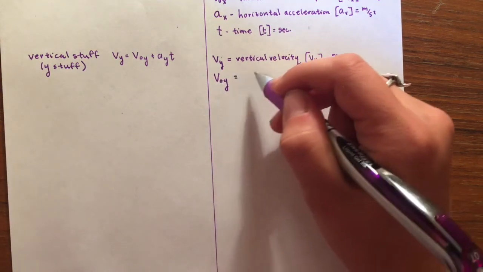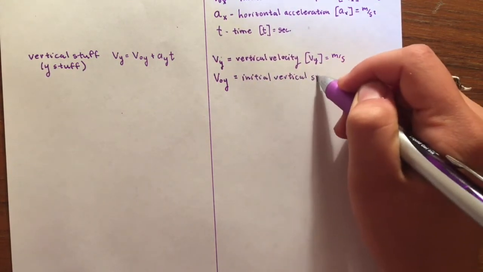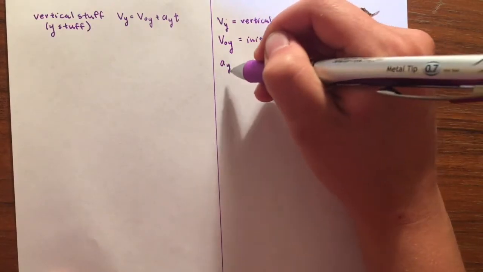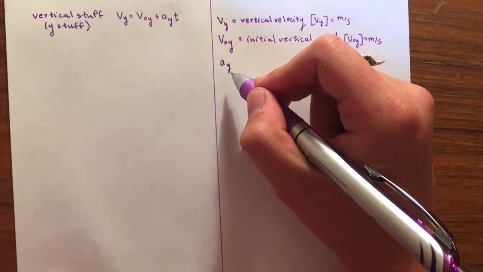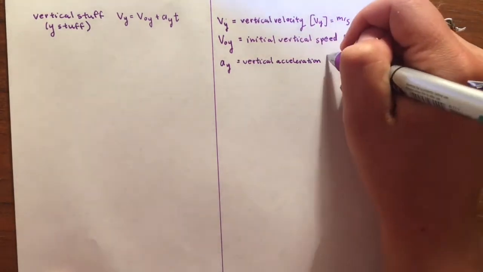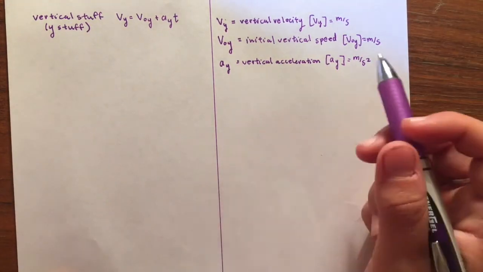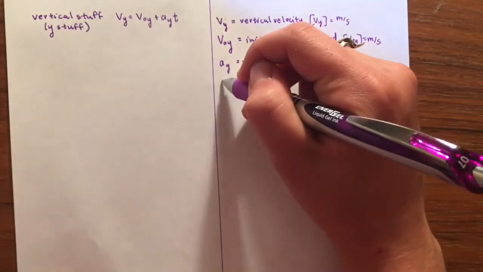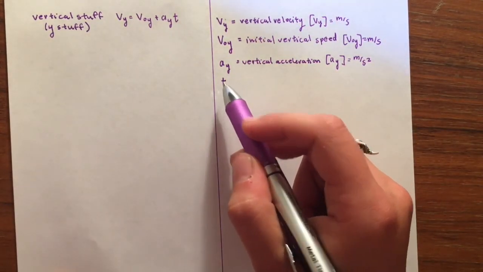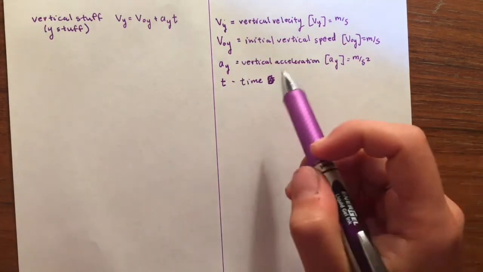So from all that, we get initial vertical speed. And the units are meters per second. A is acceleration. A y subscript means we are talking about vertical acceleration. The units are meters per second squared because it's still an acceleration. Doesn't matter which direction it is, the units don't change. And finally, the time. Again, the time does not have a subscript, x or y, because time doesn't have a direction. It's a scalar. You know the units for time are seconds.